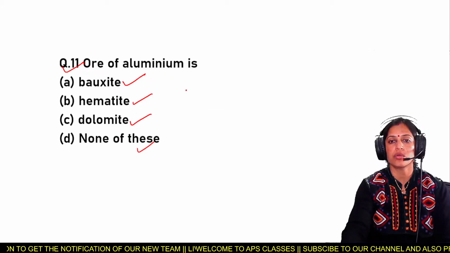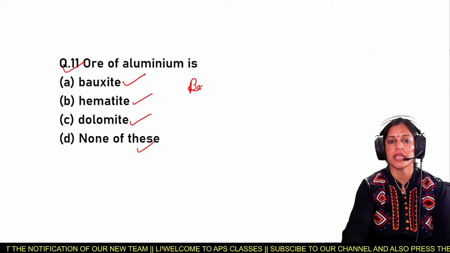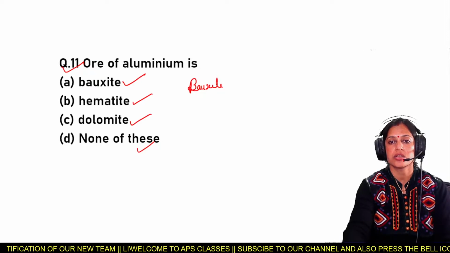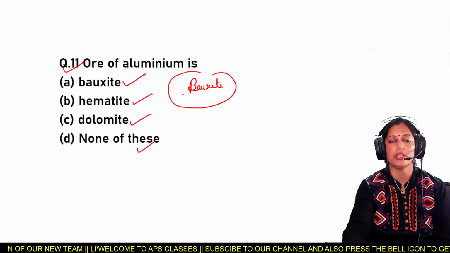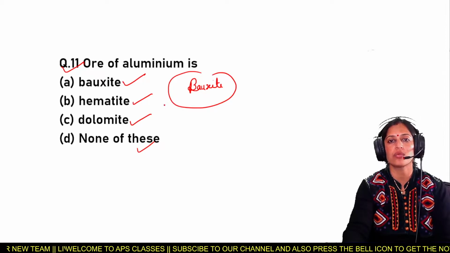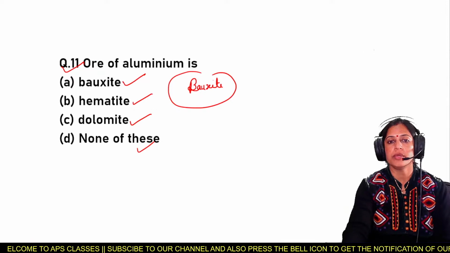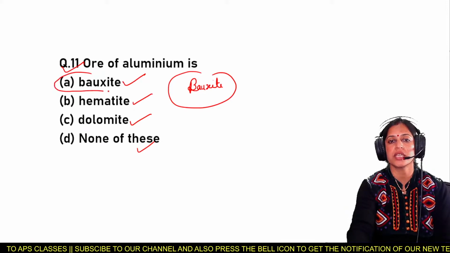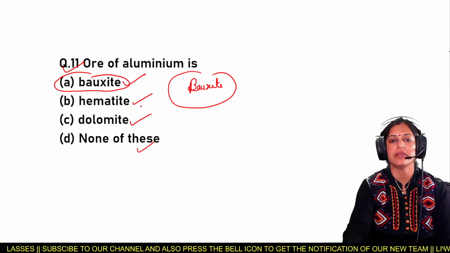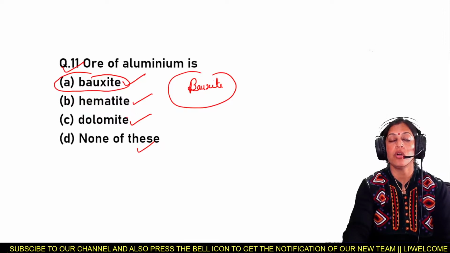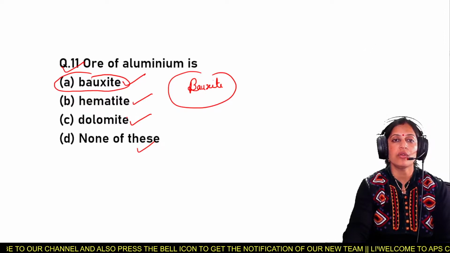So here, the ore of aluminium is only and only bauxite. Bauxite is the ore of aluminium. Hematite is the ore of iron. So here the ore of aluminium is bauxite. So bauxite is the right answer for question number 11.